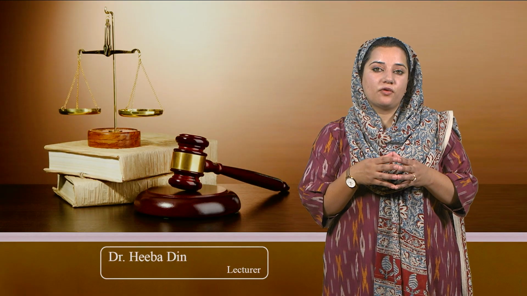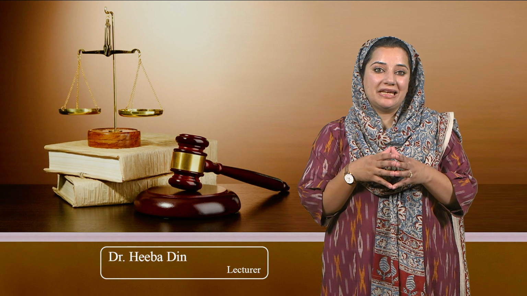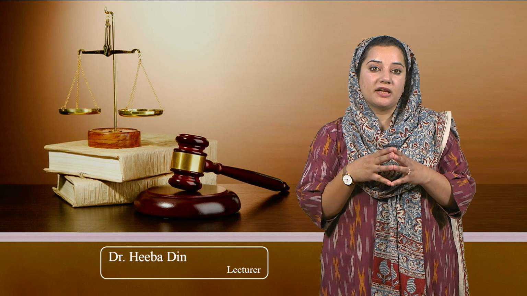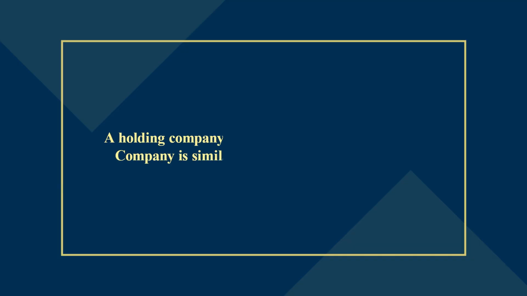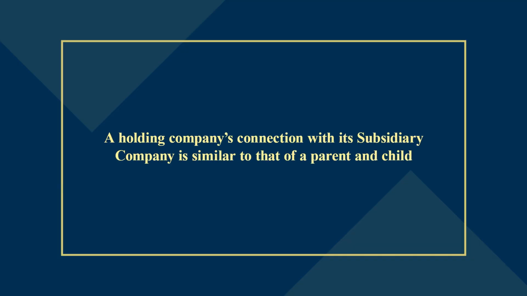Management or share ownership can both be used to exert control. According to Section 4, subsection, a company is deemed to be the holding company of another if, but only if, that other is its subsidiary. The other company in such case is known as a subsidiary company. A holding company's connection with a subsidiary company is similar to that of a parent and a child.